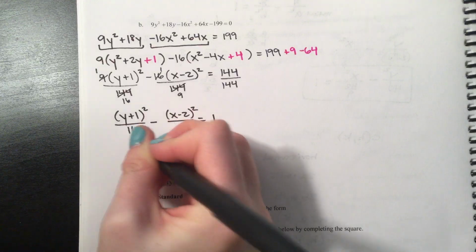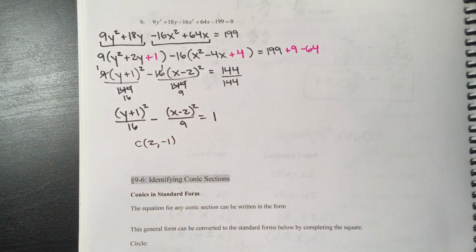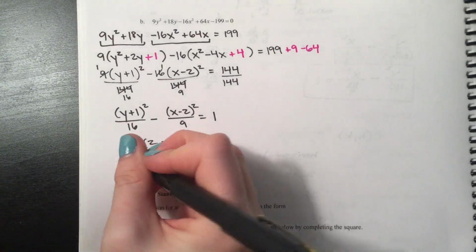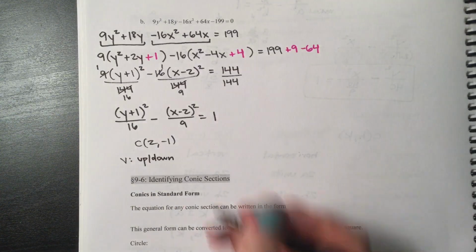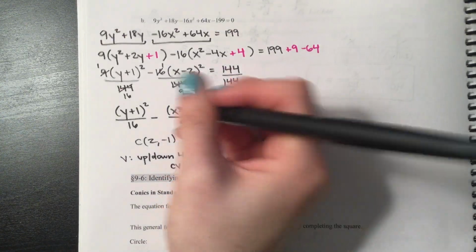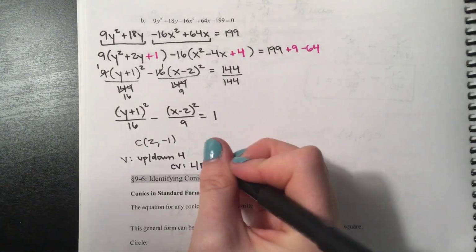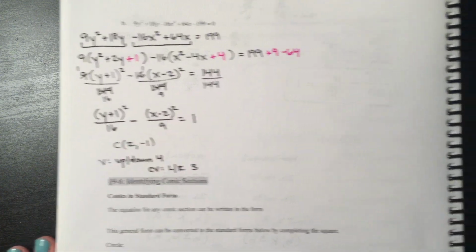So my center, you take the opposite of x, opposite of y. And then for my vertices, y is first, so you know I'm going up or down. Square root of 16, which is 4 units. And then for my co-vertices, x is next, so that means I'm going left or right. Square root of 9 is 3. Okay, so basically this is all the info you need to actually plot.